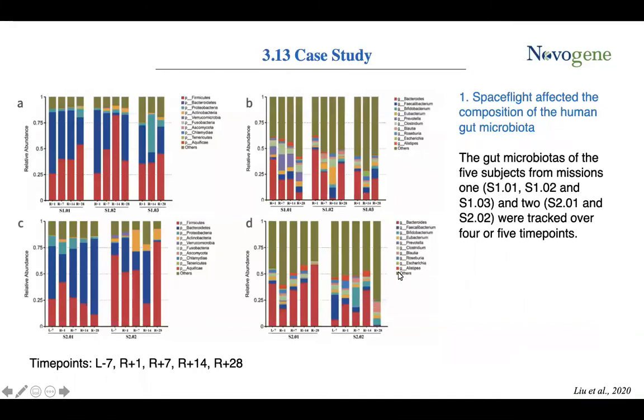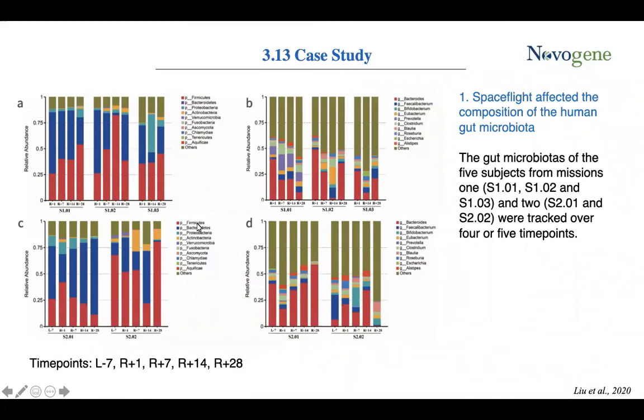Here, the fecal samples were collected from each person at 4 or 5 time points, including 1 week before launch, that is L-7, 1 day after spaceflight, which is R+1, 1 week after spaceflight, that is R+7, 2 weeks after spaceflight, R+14, and 4 weeks after spaceflight, that is R+28.